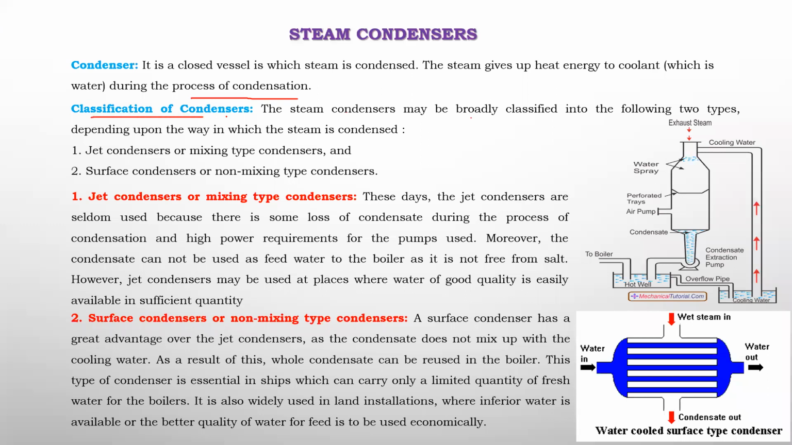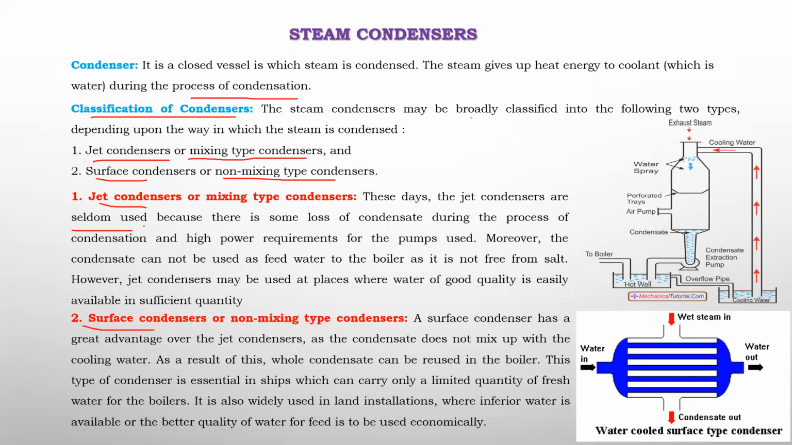Steam condensers are classified into two major types. One is jet condensers, another is surface condensers. Another name for jet condensers is mixing type condenser. Another name for surface condenser is non-mixing type condenser, right? These are two very important types. Normally, we always use surface condensers. Jet condensers are outdated and seldom used.